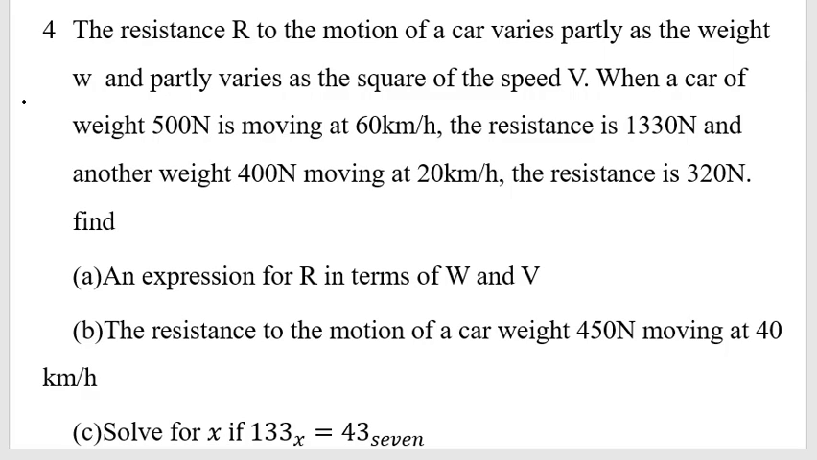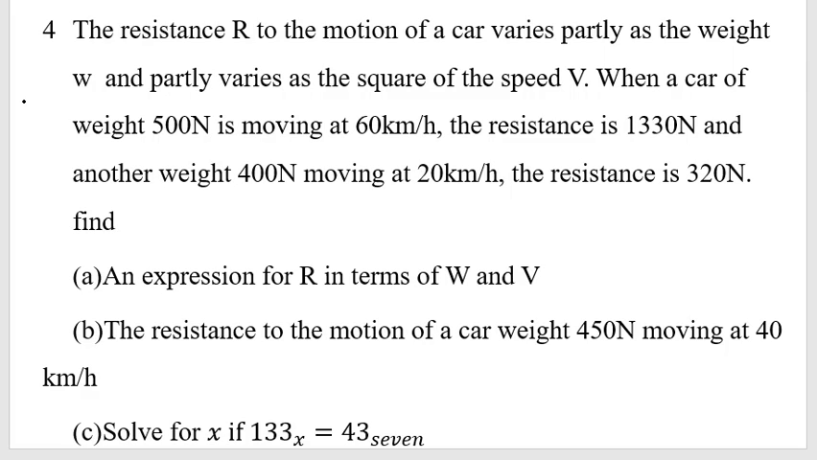For question 4, the resistance R to the motion of a car varies partly as the weight W and partly varies as the square of the speed V. When a car of weight 500 N, that is Newton, is moving at 60 kilometers per hour, the resistance is 1330 N. And another weight 400 N, moving at 20 kilometers per hour, the resistance is 320 N.